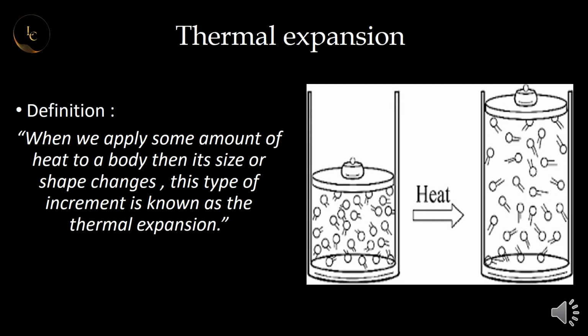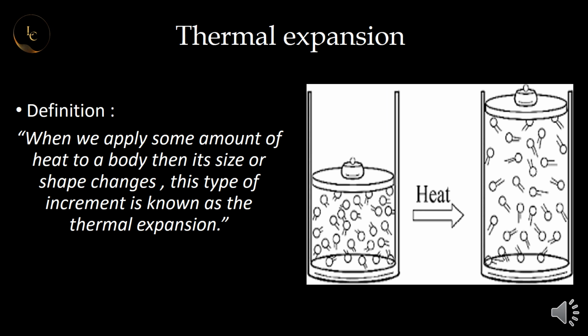Now let's see what is thermal expansion. When we apply some amount of heat to a body, then its size or shape changes. This type of increment is known as the thermal expansion. As you can see in the picture as well, we have two cylinders. The first cylinder has a gas in it and a movable piston is attached to it as well. As we start supplying heat to the cylinder, the molecules of gas will apply force to the walls and the piston of the cylinder.